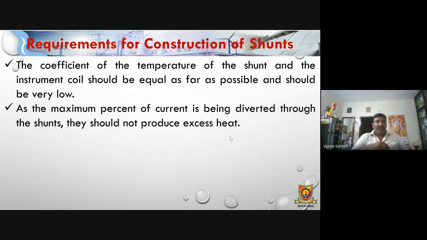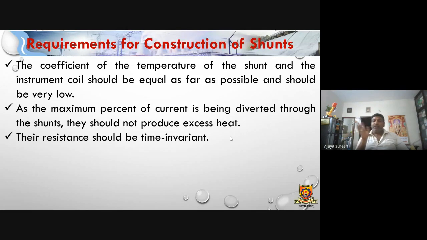The maximum percent of current is diverted through the shunts, and they should not produce excess heat. Diversion is like when you are moving on a highway and road repair is going on: they will make a diversion, and more vehicles pass through the diversion while very few vehicles pass through the existing road. So nothing but a bypass. And it should not produce an excess amount of heat. That is also one more thing.